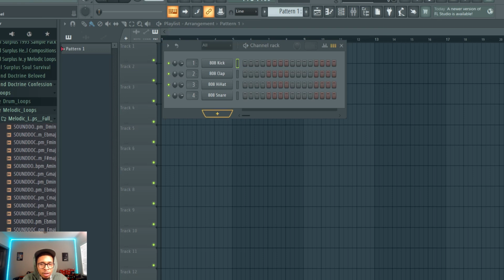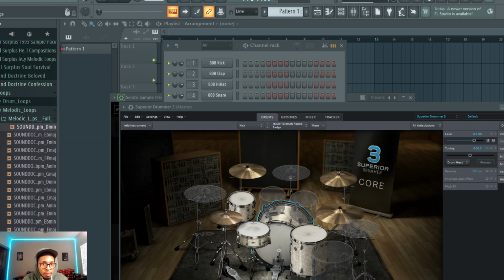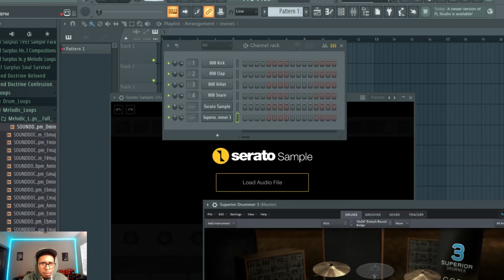We are in FL Studio. We're about to listen to it. Then we're gonna use Serato Sample, Superior Drummer. Okay, it came out quick. Ooh. That one's hard. Like one or two that I wouldn't mess with, but so far out of six, four been banging.